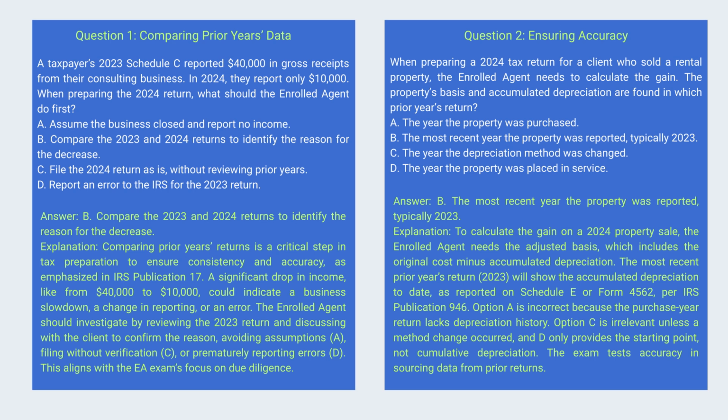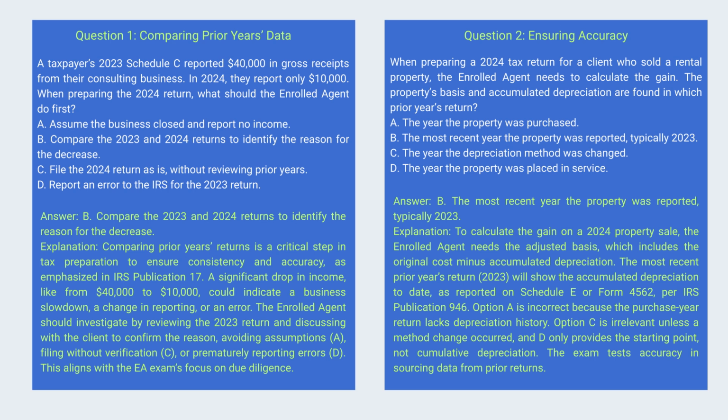Question number 2. Ensuring accuracy. When preparing a 2024 tax return for a client who sold a rental property, the enrolled agent needs to calculate the gain. The property's basis and accumulated depreciation are found in which prior year's return?